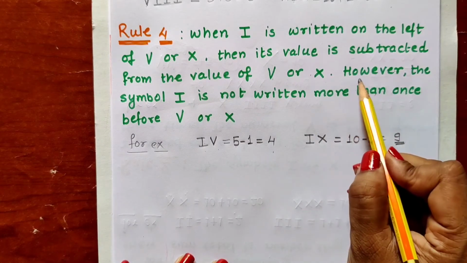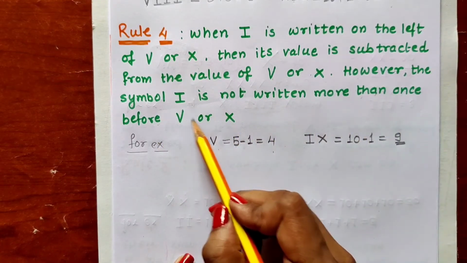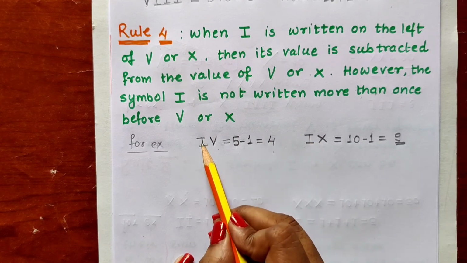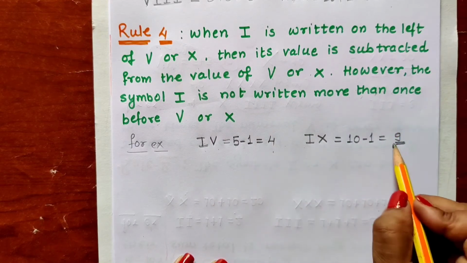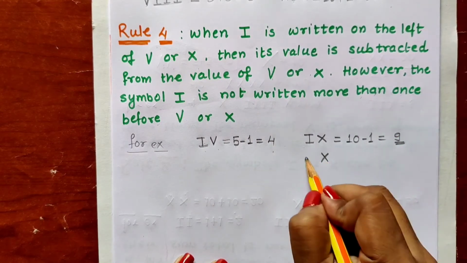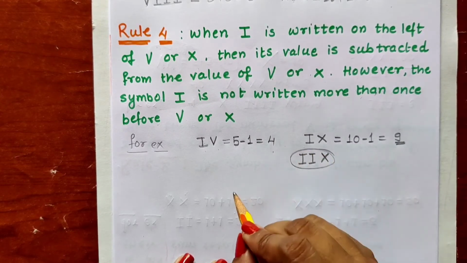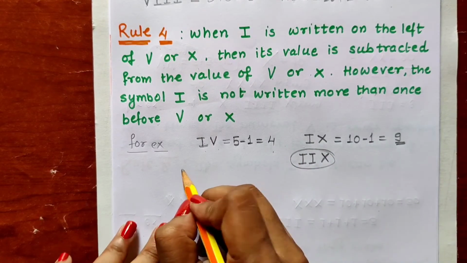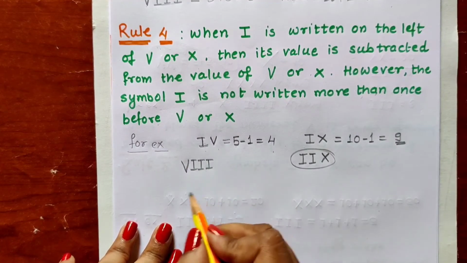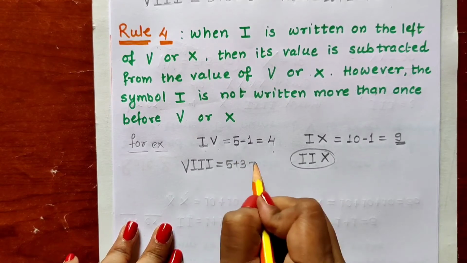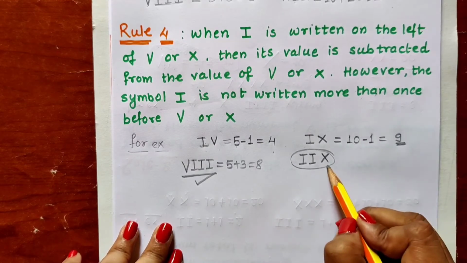Now let us see this next sentence. However, the symbol I is not written more than once before V or X. We cannot write the symbol I more than once. That means if we want to write 8, you should not write I 2 times on the left side of X. This is wrong. For writing 8, what should be done? We have to write VIII. This is 8. 5 plus 3 is 8. If you want to write 8, you have to write in this way. You should not use the other symbol.